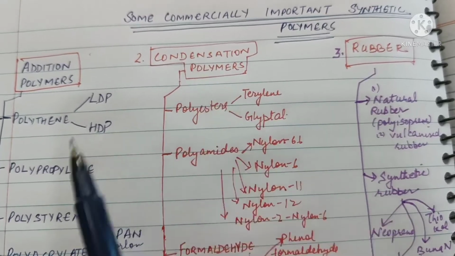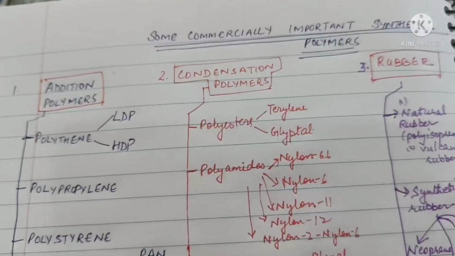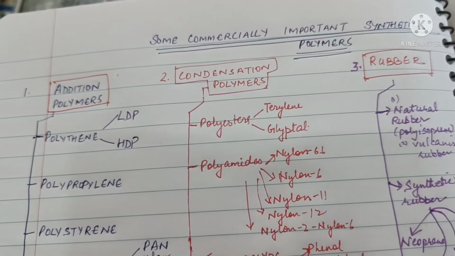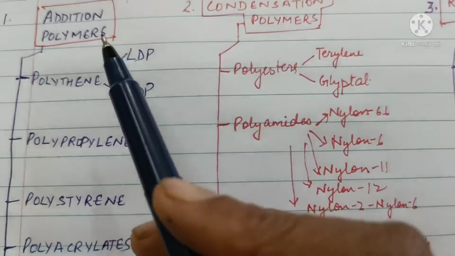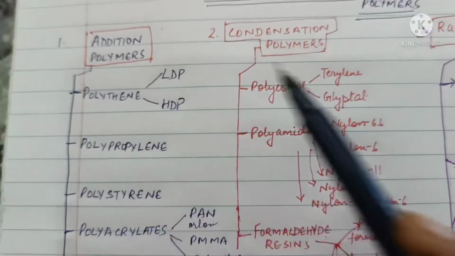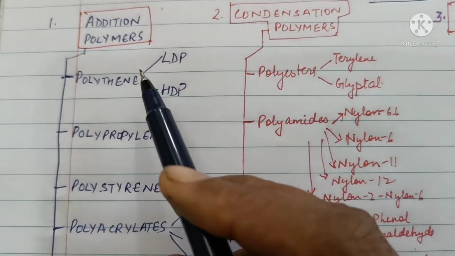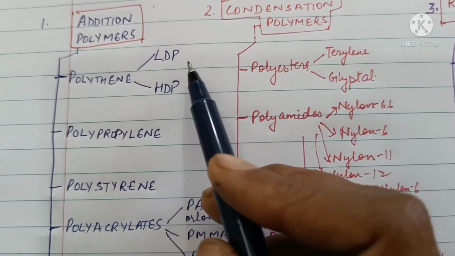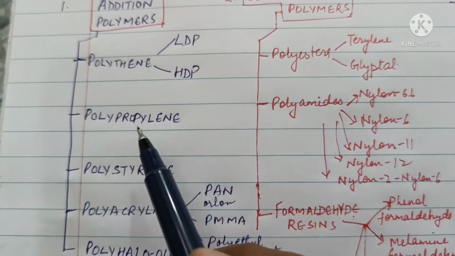We are doing the chapter Polymers. In our previous video, we talked about some commercially important synthetic polymers. Let us recapitulate. Addition polymers were of different types. Polythene, again categorized into low density polythene and high density polythene.